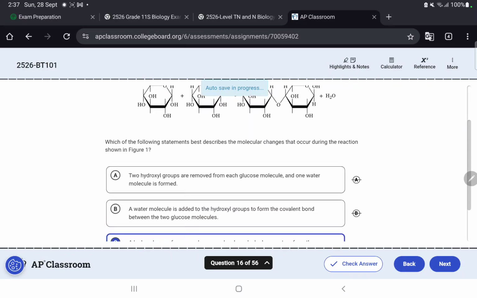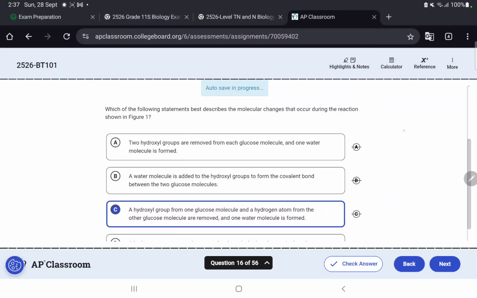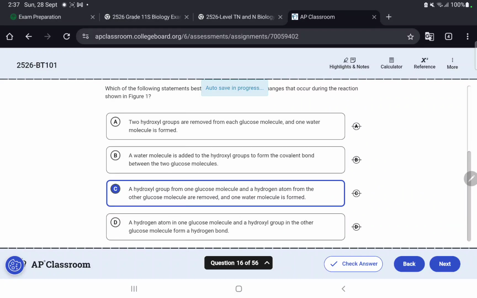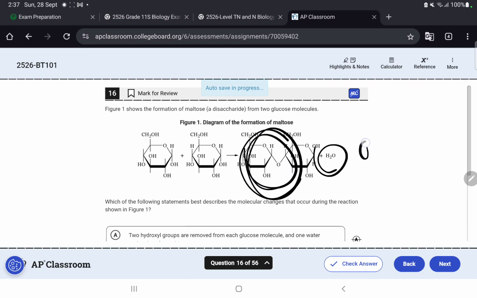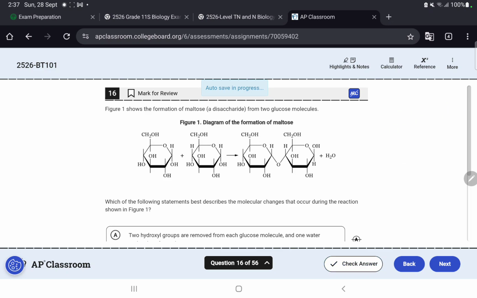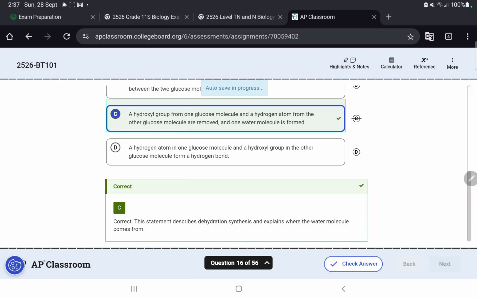Which of the following statements best describes the molecular changes that occur during the reaction shown in figure 1? A hydroxyl group from one glucose molecule and a hydrogen atom from the other glucose molecule are removed, and one water molecule is formed. So you see here, water molecule formed. You'd have to remove a hydrogen atom and an OH group to get the bond. So it's a dehydration reaction, dehydration synthesis. And the answer is correct.